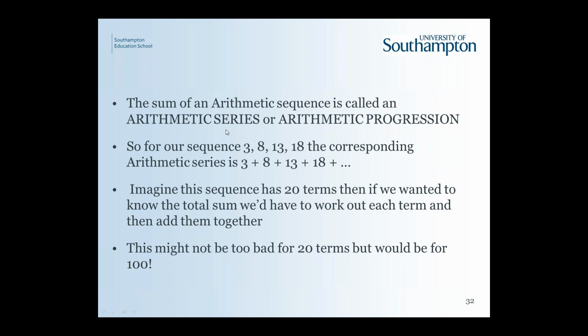So again, more language. It's called the sum of an arithmetic series, or we also use the word progression instead of series. So this is where I was saying this is the sequence, the series is when we put the pluses between it. So if we want the sum of the first 20 terms, you have to work them all out and add them together, which can get a bit tiresome if you've got masses of them. So we need a formula.